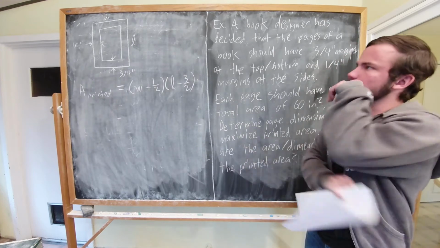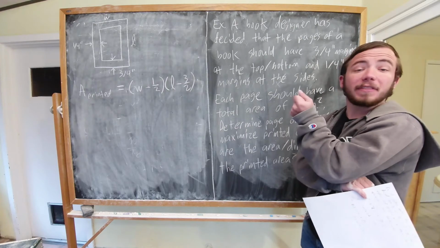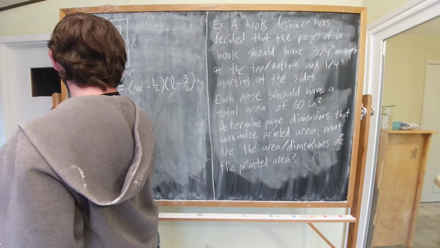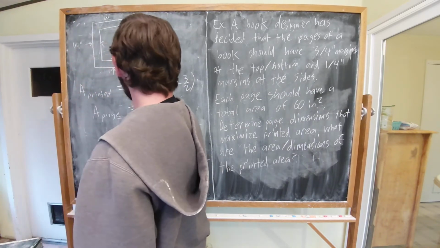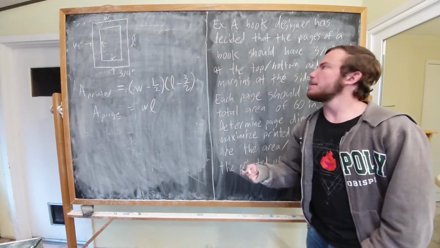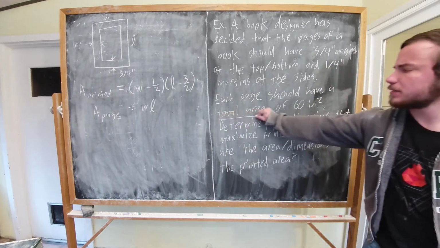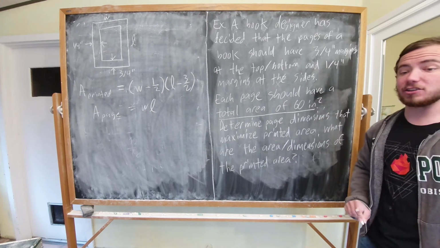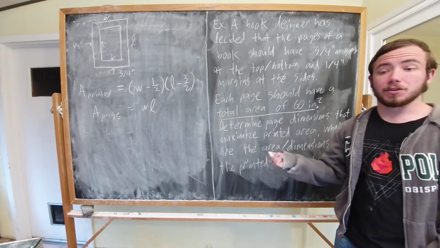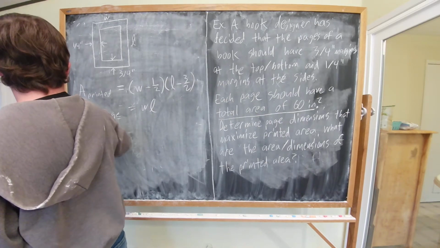Okay? I still need a way to relate L and W all together. How about the area of the page as a whole? The area of the overall page is the width times the length. Standard formula for an area of a rectangle. But we're also told, hey, total area of 60 inches squared. So, we know that the area of a page has to be equal to 60.